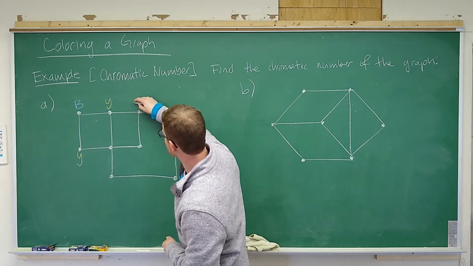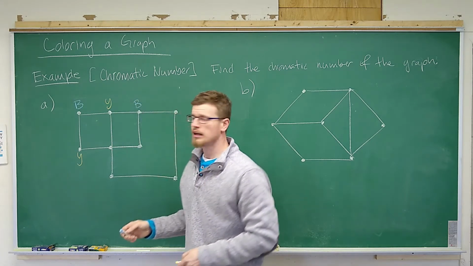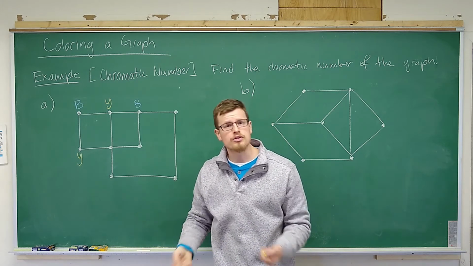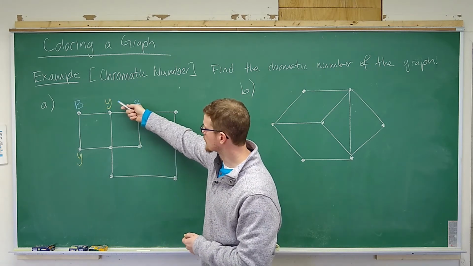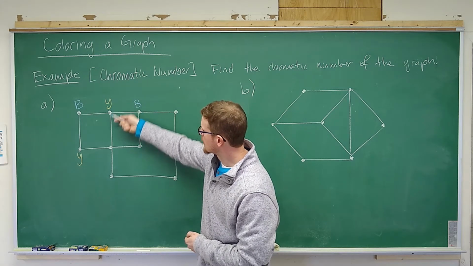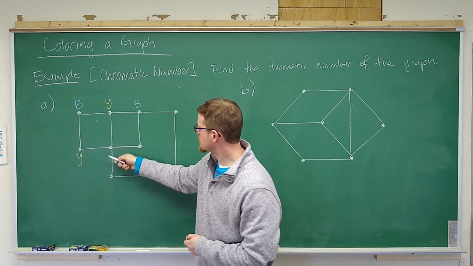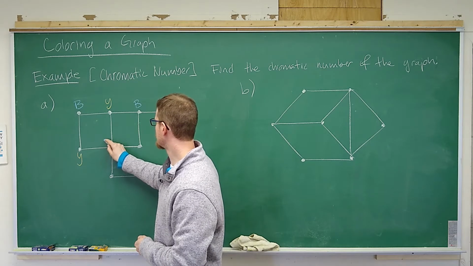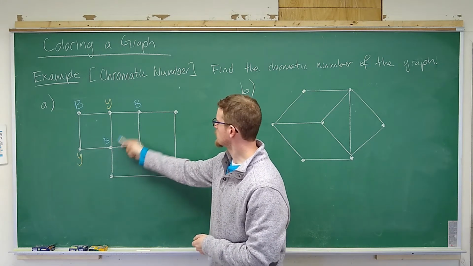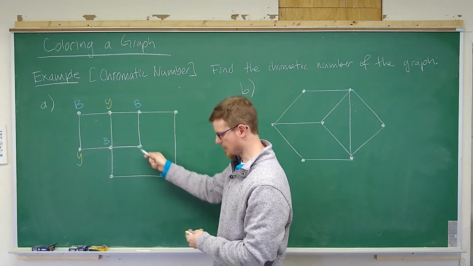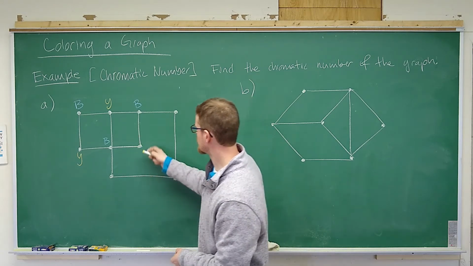This one could be colored with blue again. And of course, if I don't need to, I'm not going to use a new color because I'm trying to find the minimum number of colors. So adjacent to both of these is this guy here, so we can use blue here as well. And adjacent to both of those is this guy, and we can use yellow here.